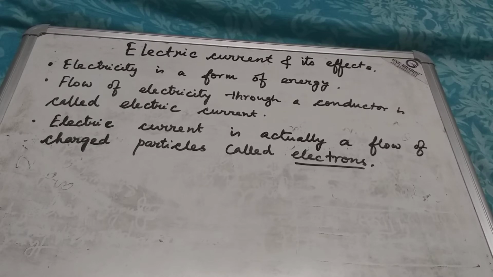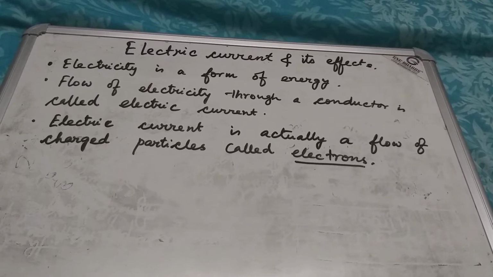The next point is that electric current is actually a flow of charged particles called electrons. In higher classes you will be studying about electrons, which are negatively charged particles. So basically, electric current is actually a flow of charged particles.